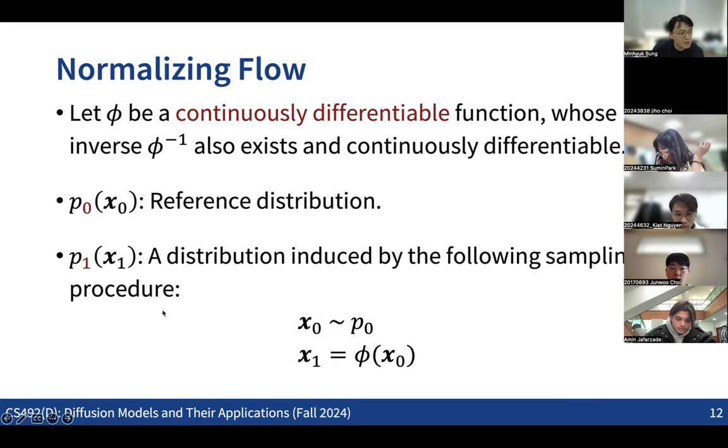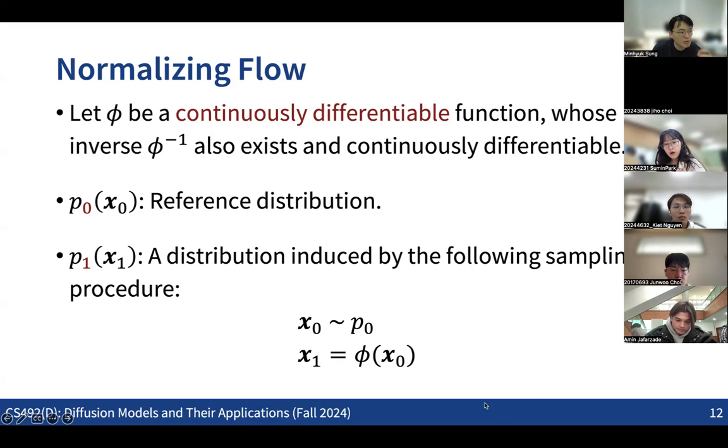The procedure is basically that we are sampling from the reference distribution and mapping this sample into another sample. So this is the sampling procedure, and it will transform the given reference distribution into another probability distribution, right?